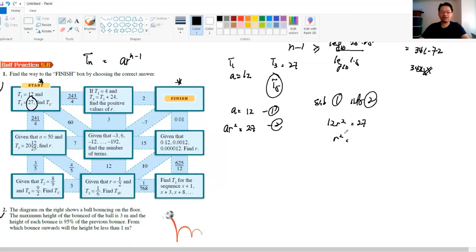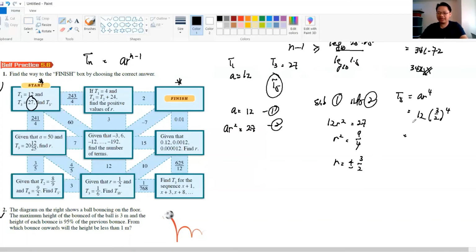R squared equals how much? 27 divided by 12. Then we are supposed to get 9 over 4. Then R equals, when you do the square root, plus minus 3 over 2. So both answers are correct. So we need to test both. Now we want to find the T5, right? The T5 should be A R to the power 4 because 5 minus 1. Now A is 12. R, let's say I take the positive R, 3 over 2 to the power 4.